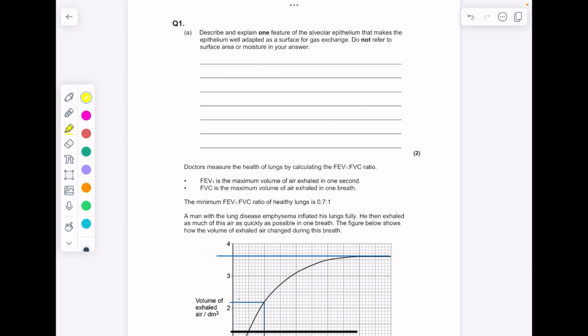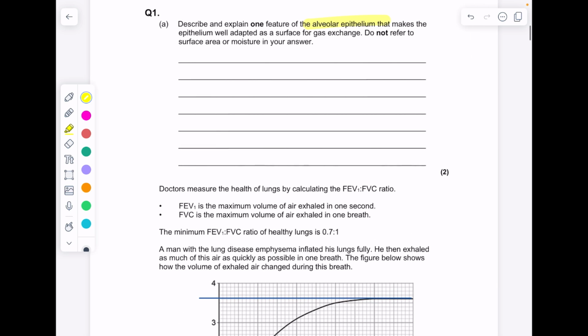Describe and explain one feature of the alveolar epithelium that makes the epithelium wall adapted as a surface for gas exchange. Do not refer to surface area or moisture in your answer. So you want to say that the epithelial wall is thin.